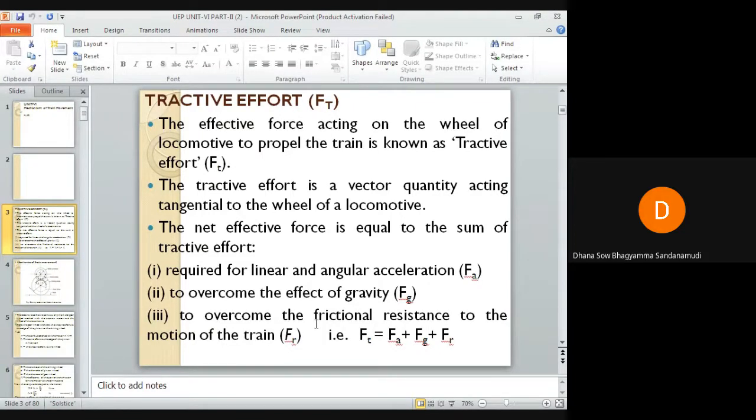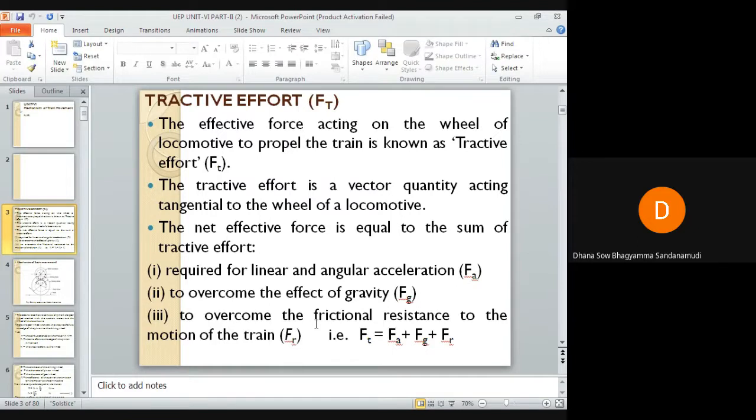This tractive effort is a vector quantity, always acting tangential to the wheel of the locomotive, and it is measured in newtons. The total tractive effort is also known as the net effective force, which is acting on the wheels of the locomotive or on the wheels of the train.